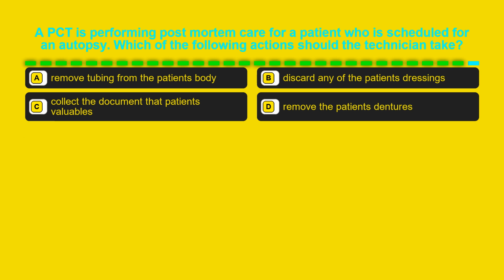Question 31. A PCT is performing post-mortem care for a patient who is scheduled for an autopsy. Which of the following actions should the technician take? Option A. Remove tubing from the patient's body. Option B. Discard any of the patient's dressings. Option C. Collect the document that patient's valuables. Option D. Remove the patient's dentures.